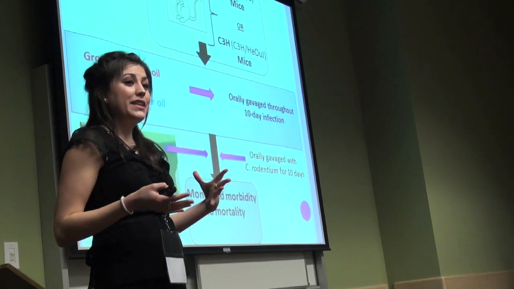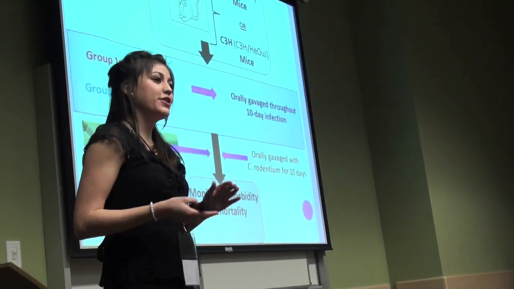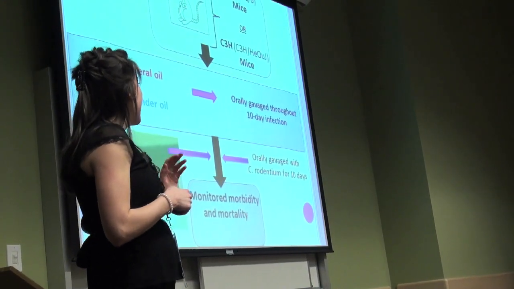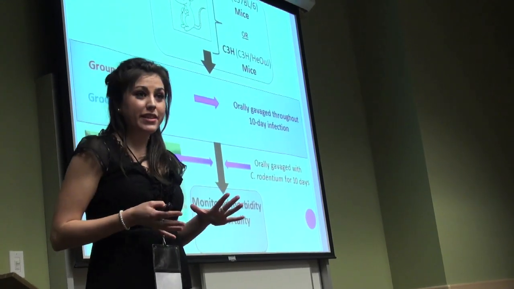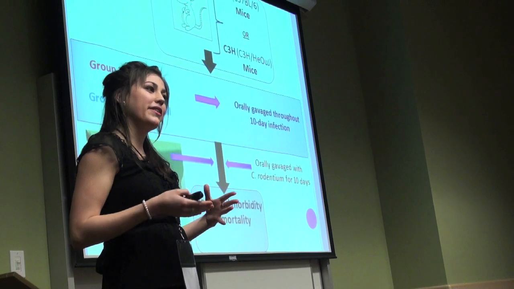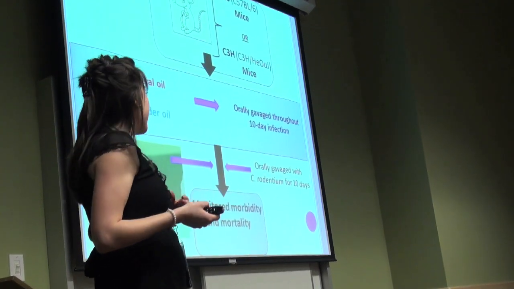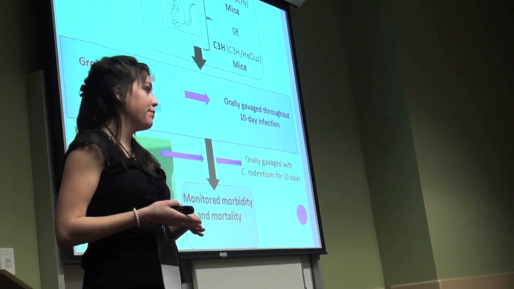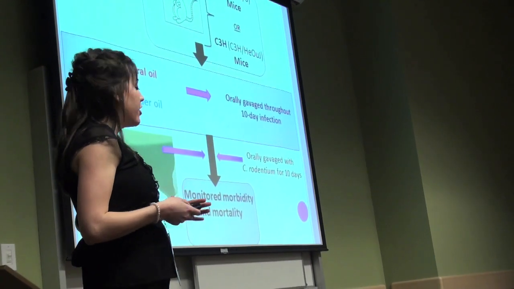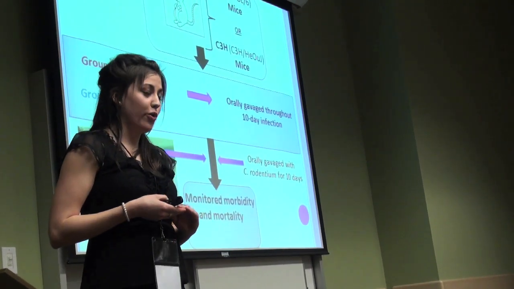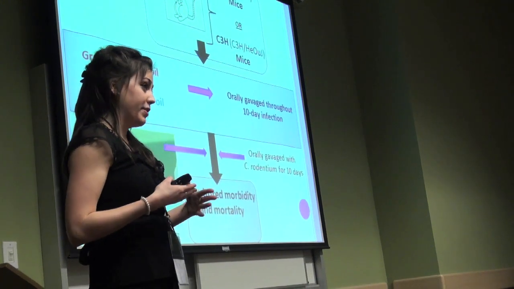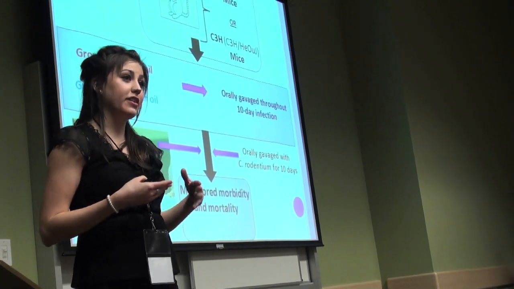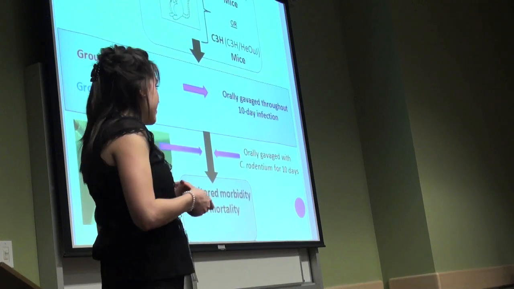So C. rodentium infection is strain dependent. So for our procedure, we had two strains of mice. We had B6 mice and C3H mice. B6 mice are susceptible to the infection, but they actually will recover, whereas C3H mice are highly susceptible to the infection, and it actually induces mortality. So these mice were orally gavaged mineral oil as our control, or lavender oil as our treatment, along with Citrobacter rodentium for 10 days, and we monitored their morbidity and mortality.